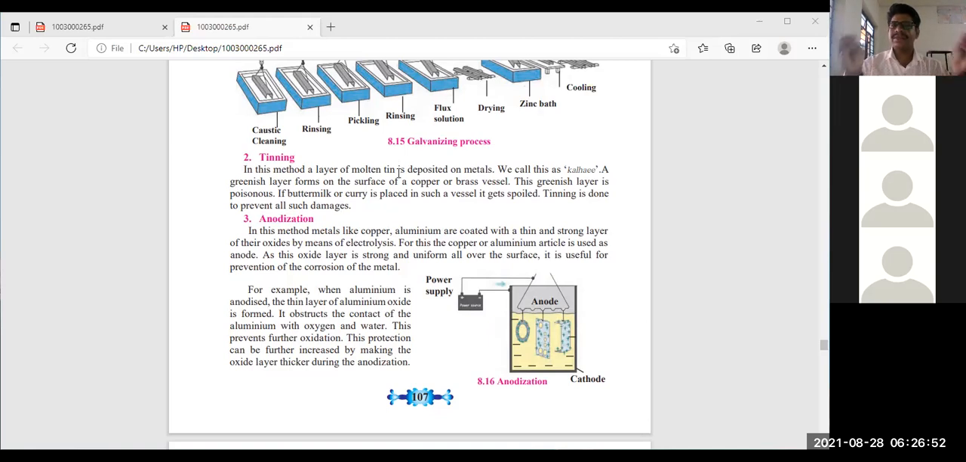So suppose we keep food directly in copper or directly in a brass vessel. What happens at that time? It will be spoiled. So to avoid this, we give the tinning process, and then all such damages can be avoided.